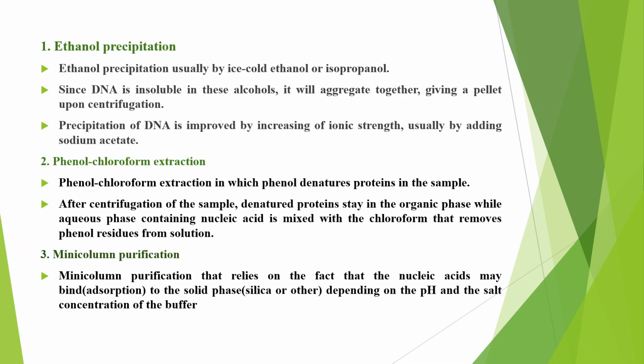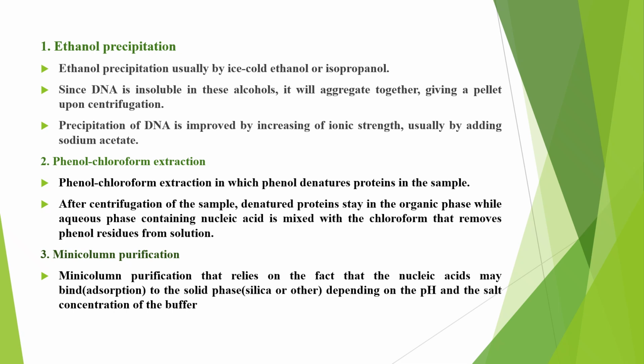Ethanol precipitation. Ethanol precipitation is usually done with ice cold ethanol or isopropanol. Since DNA is insoluble in these alcohols, it will aggregate together, giving a pellet upon centrifugation. Precipitation of DNA is improved by increasing the ionic strength, usually by adding sodium acetate.